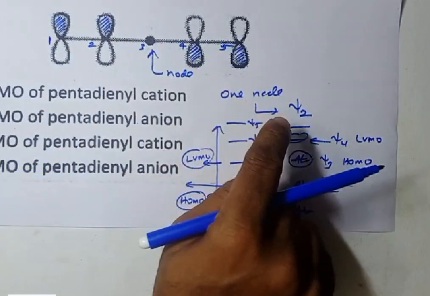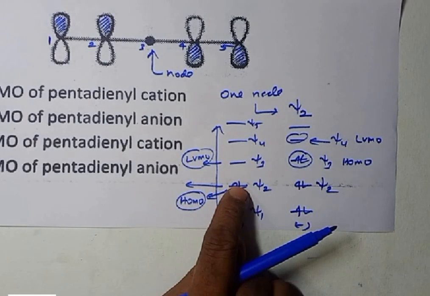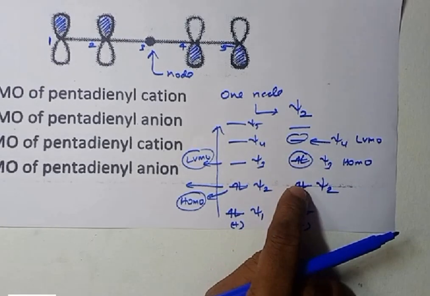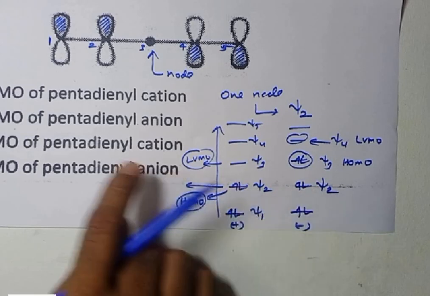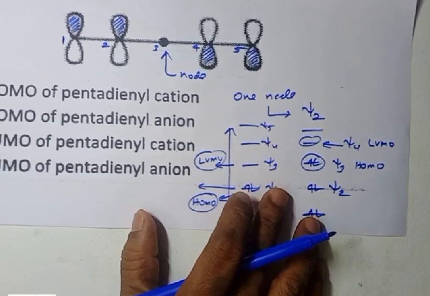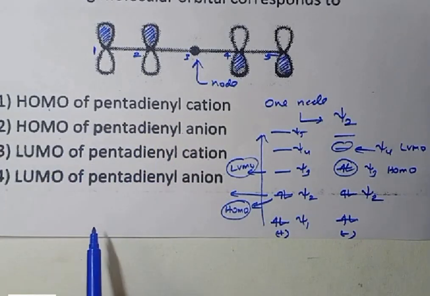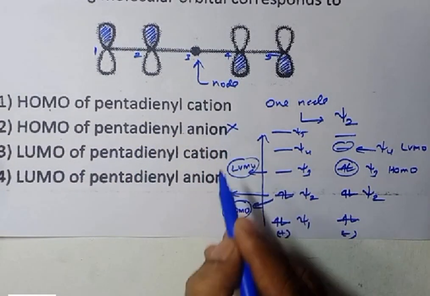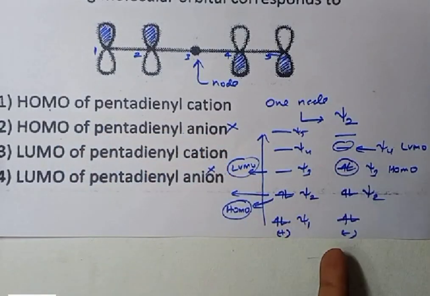Now I have seen the molecular orbital has one node. If it is one node, then it should be psi 2. In the case of a cation, it is the HOMO. In the case of an anion, it is neither HOMO nor LUMO. So it cannot be an anion first of all. Okay, it should be a cation. Whether it is the HOMO of pentadienyl cation or the LUMO? It cannot be an anion. Keep that in mind. It cannot be an anion because in the case of an anion, psi 2 is neither HOMO nor LUMO.